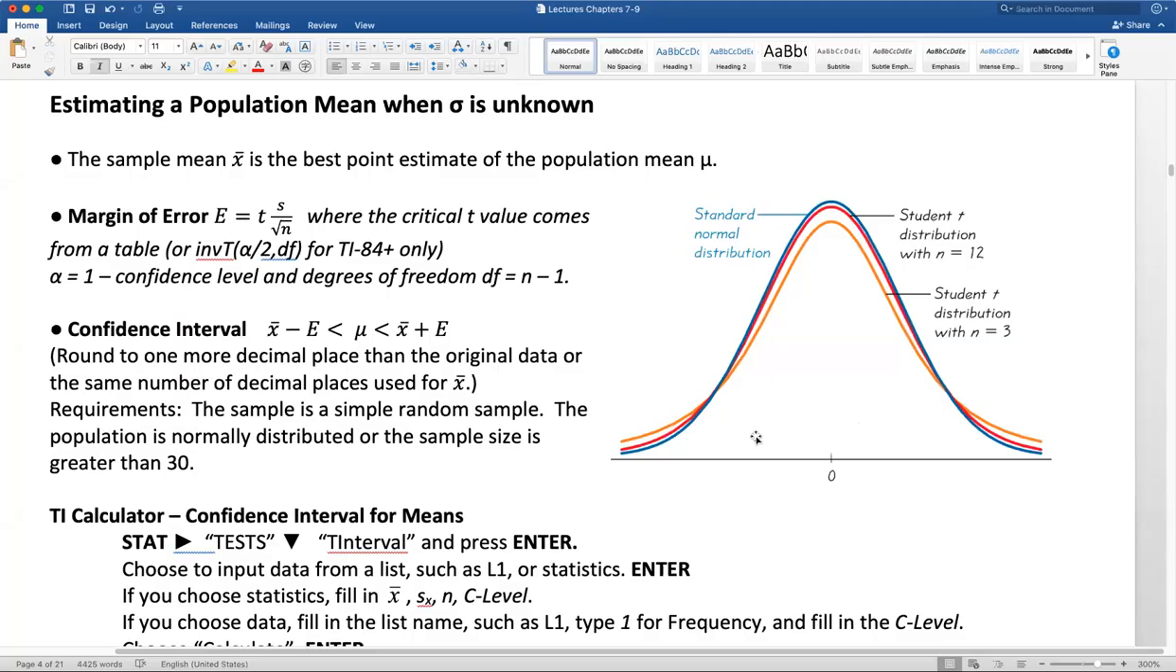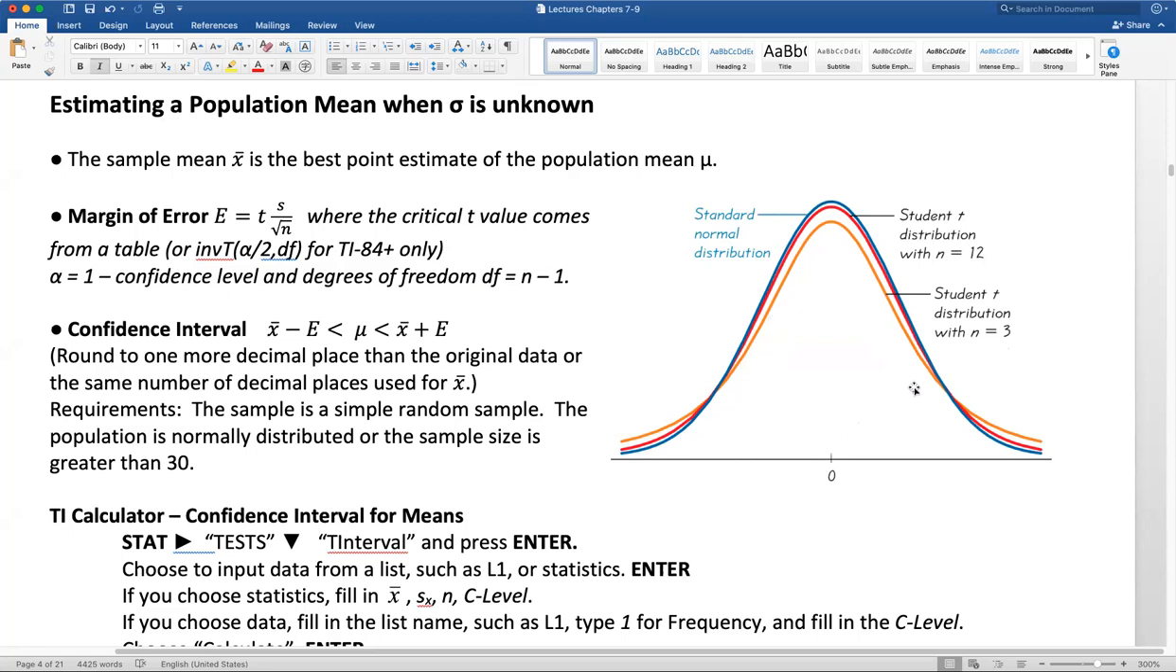So here you can see that the graph is the standard normal distribution, and the other two, the red and the orange graphs, are t distributions. The red curve is a t distribution with n equals 12, sample size 12, and the orange graph is the t distribution with n equals 3. As you can see, as n increases, which means the sample size increases, the t distribution approaches the standard normal distribution.